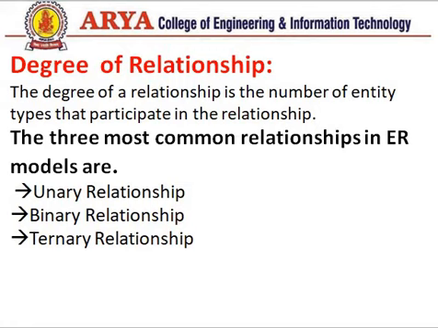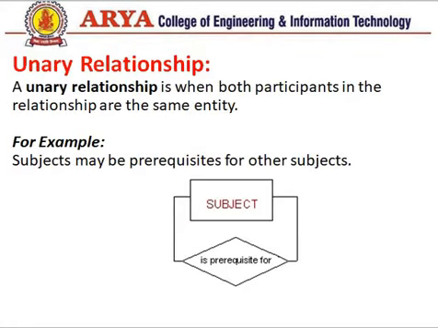Now we start the unary relationship. A unary relationship is when both participants in the relationship belong to the same entity. It means there is only one entity, named subject, and the relationship is requestee for. So a subject may be requestee for other subjects. This type of relationship can be called a unary relationship.